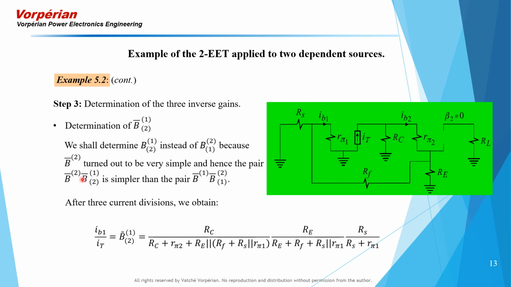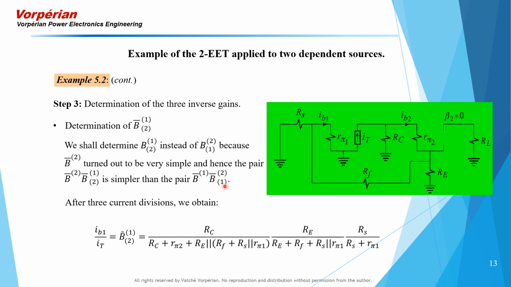Now, we showed in the previous slide that Roman beta 2 was 1, so it can't get any simpler than that. Whereas beta 1, Roman beta 1, has some kind of an expression in it. So I would guess this is a simpler form. This looks simpler than this one. And that's why I decided to compute Roman beta 1, 2 rather than beta 2, 1.